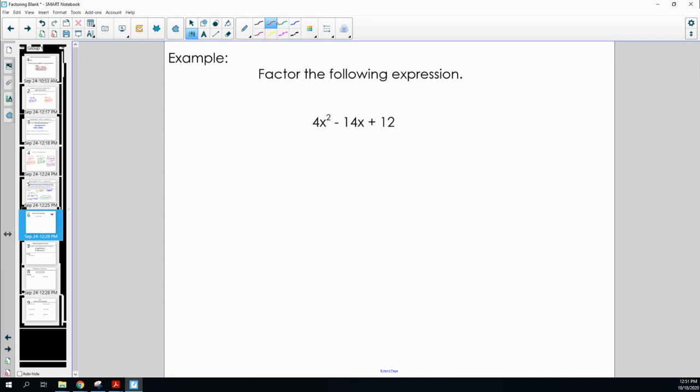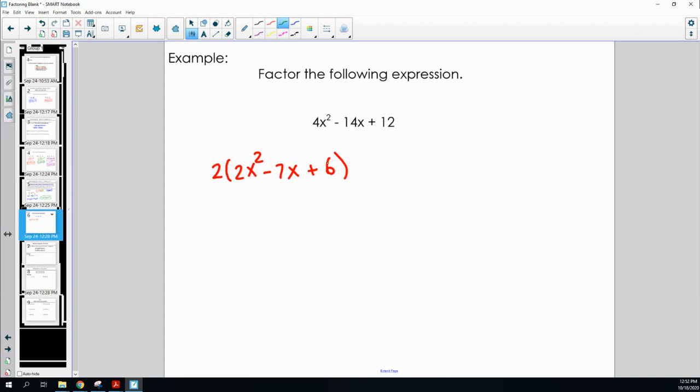So first I look for my GCF. I look at all three of these and they all have a 2 in common. So I'm going to pull out the 2 and then I'm going to be left with a 2x squared minus 7x plus 6. Okay, so I'm going to leave this 2 on the outside alone for right now.